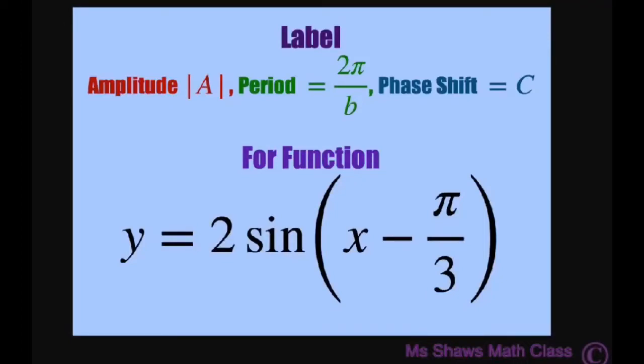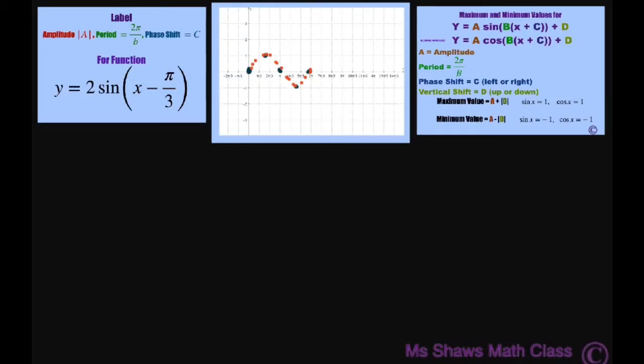Hi everyone. We're going to label our function y equals 2 sine of (x minus pi divided by 3). We're going to label the amplitude, the period, and the phase shift. I'm also doing a little bit of a graph here.